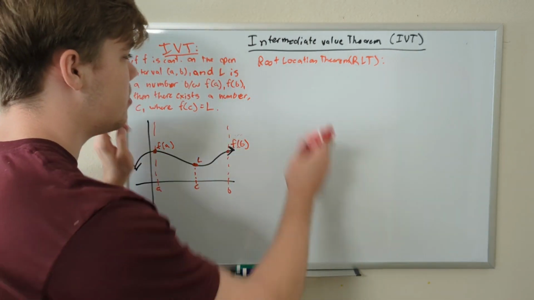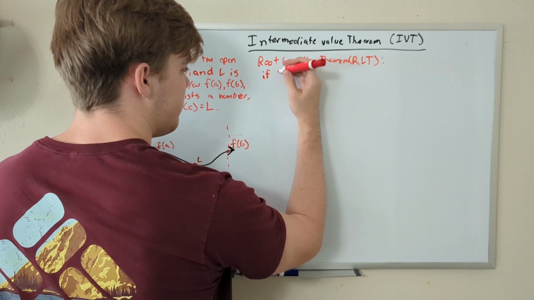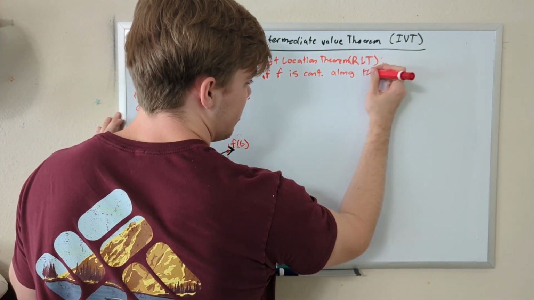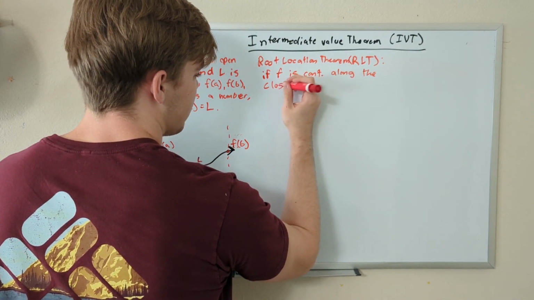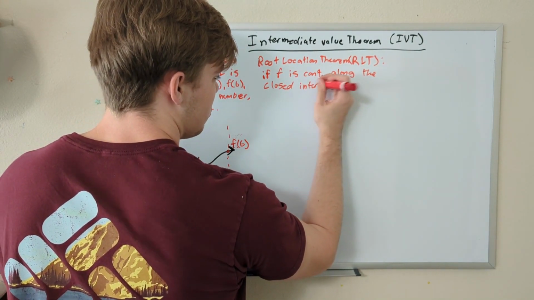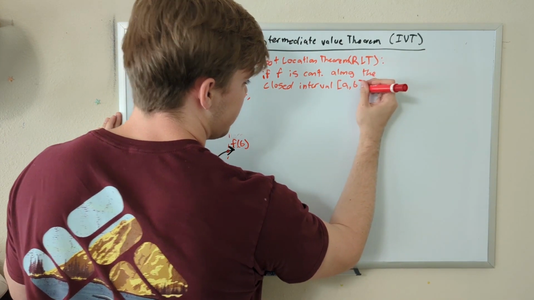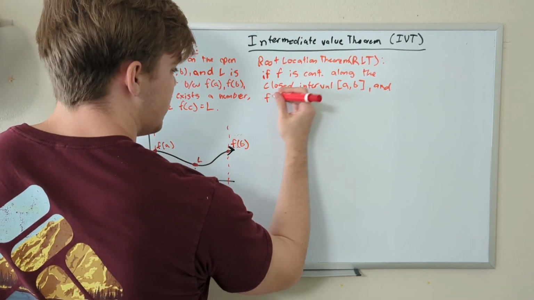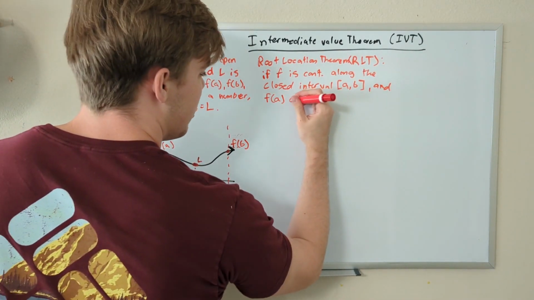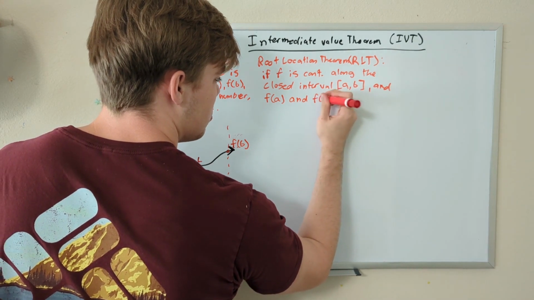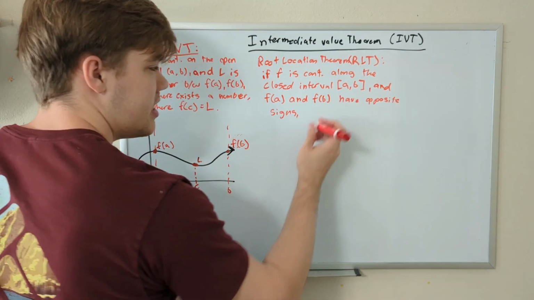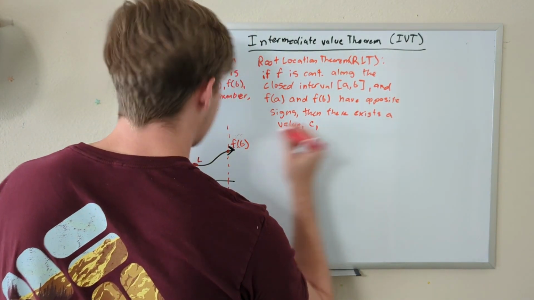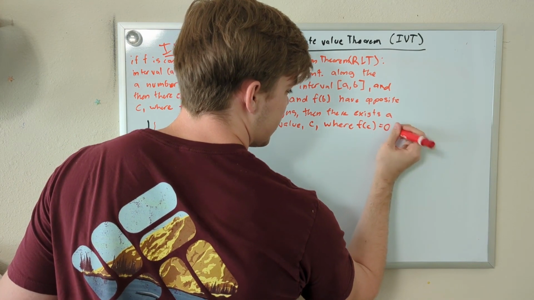The root location theorem states that if f is continuous along the closed interval, unlike the open interval from earlier, the closed interval AB, and remember, the closed interval is just represented by brackets instead of parentheses, and f of A, in other words, if you plug in A into the function, and f of b have opposite signs, then there exists a value or number, also known as c, where f of c is equal to 0.